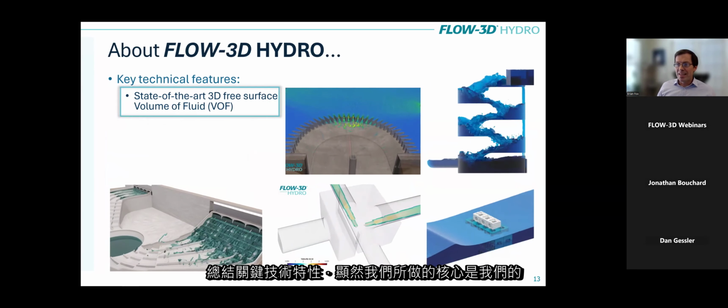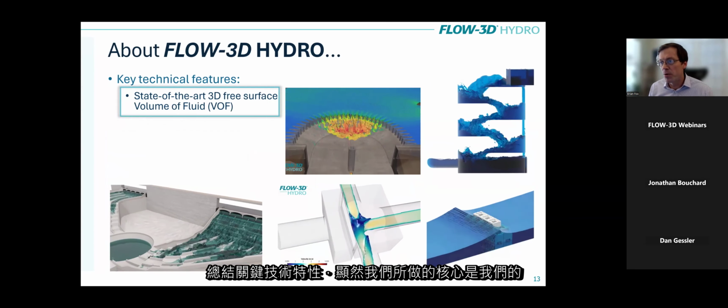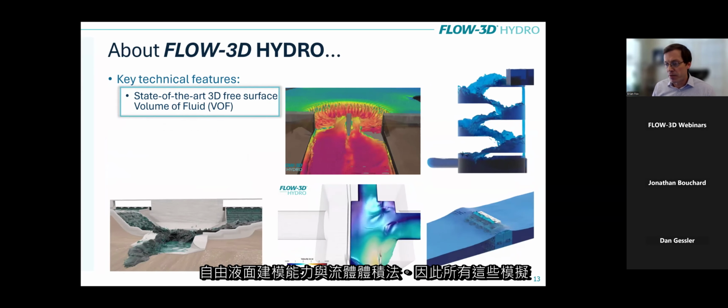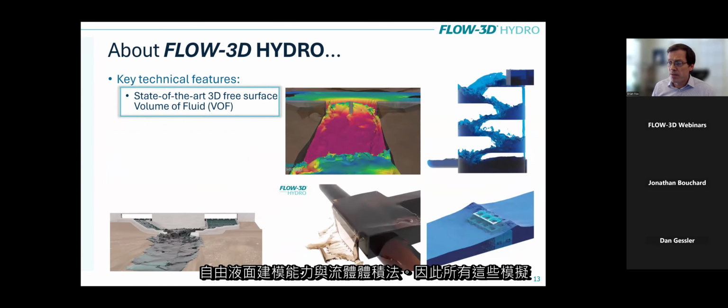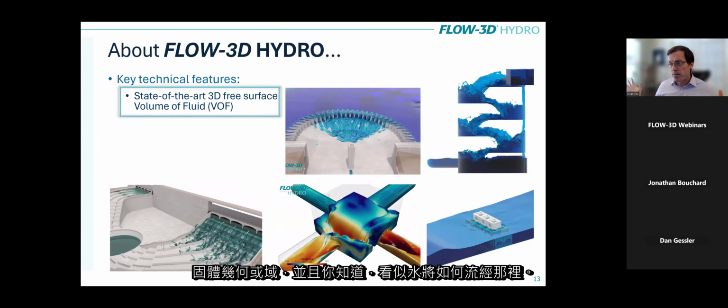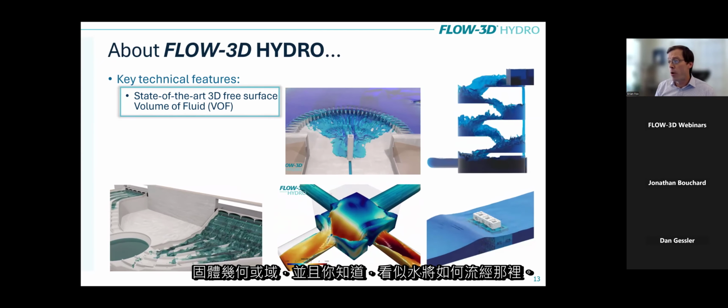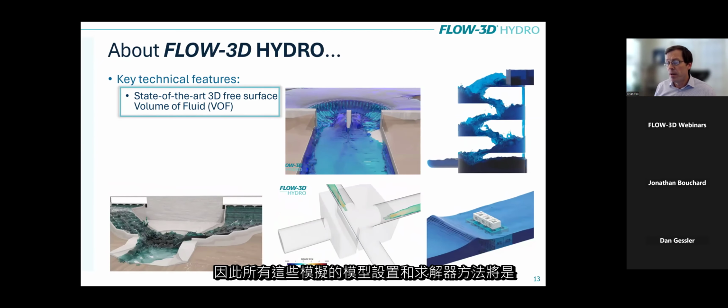So to summarize some of the key technical features, obviously the core of what we're doing is our free surface modeling capabilities with what's called the volume of fluid method. All of these simulations here are examples of what I call basic free surface simulation, where we've got some solid geometry or domain, and we're simulating how water is going to move through that. The model setup and solver approach for all of these simulations is going to be nearly identical.